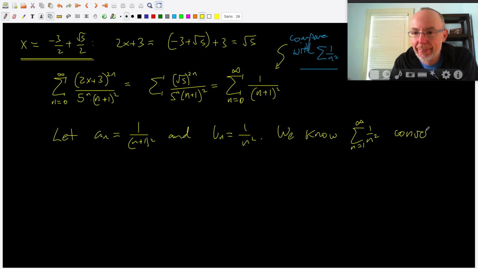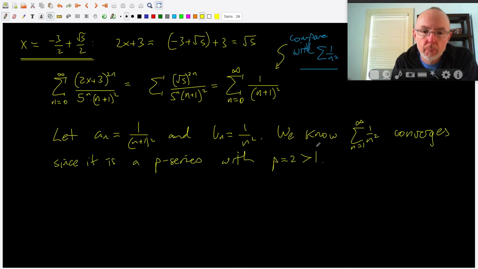converges since it's a p-series with p equals 2, and that's bigger than 1, right? And so we know that converges. Notice that n squared is smaller than n plus 1 squared, right?